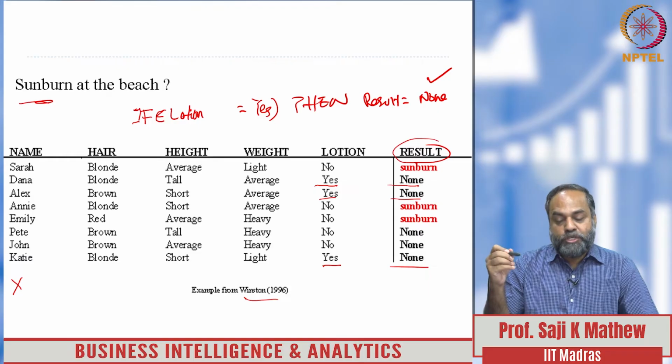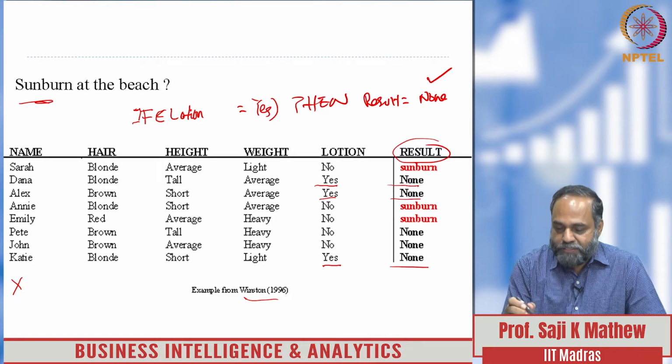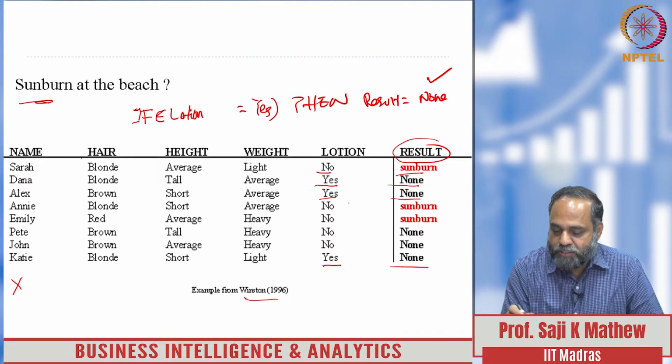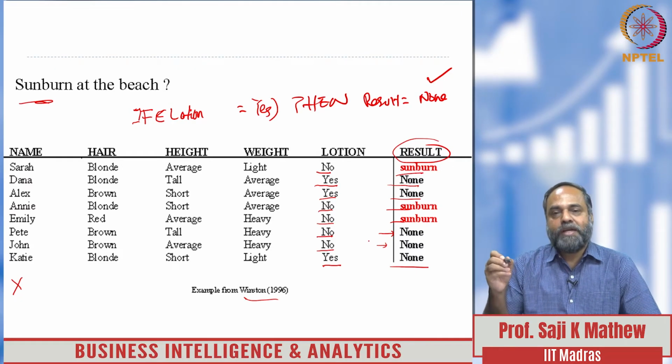But if lotion used is no, do people get sunburn all the time? Let us check that. One case, yes, they got sunburn. Second case, yes. Third case, yes. But here it is no, but no sunburn. John also did not use lotion, but still he did not get a sunburn. Therefore, this is not a rule for which you can have 100% confidence. So the probability is not 1. There is some probability that one would get a sunburn or would not, but it is not 100%.